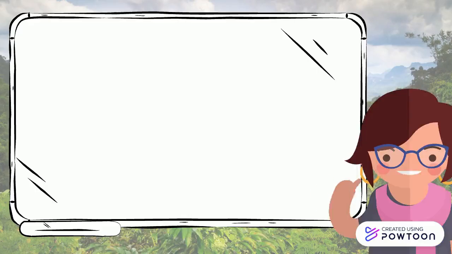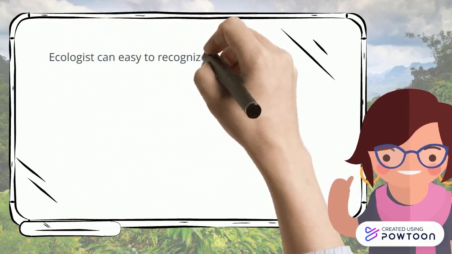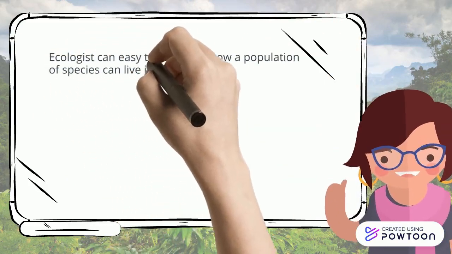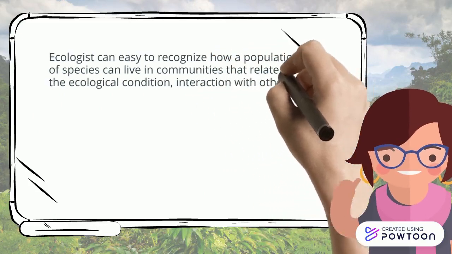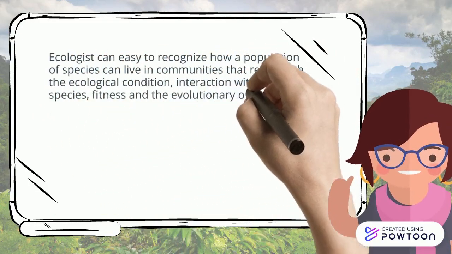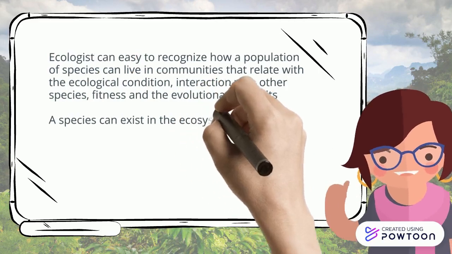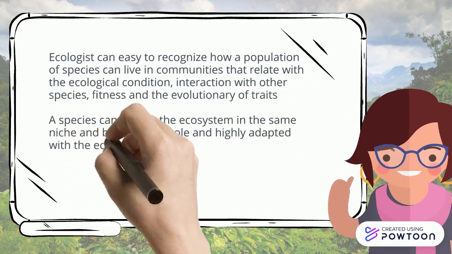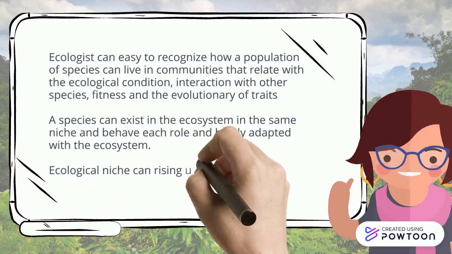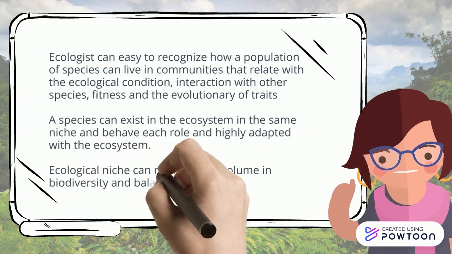Importance of niche. Ecologists can easily recognize how a population of species can live in communities in relation to the ecological conditions, interaction with other species, fitness, and the evolutionary traits. Then, a species can exist in the ecosystem in the same niche and fulfill its role, highly adapted to the ecosystem. Next, ecological niche can raise the volume of biodiversity and balance the ecosystem.